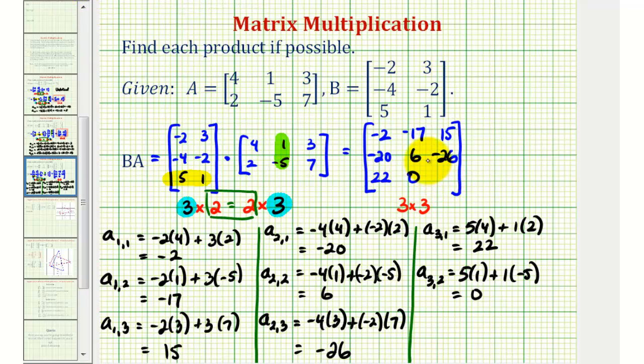And finally, for the last element, which is in row 3, column 3, we'll use row 3 from the first matrix and column 3 from the second matrix. So we have 5 times 3 plus 1 times 7. So we have 15 plus 7, which is equal to 22.